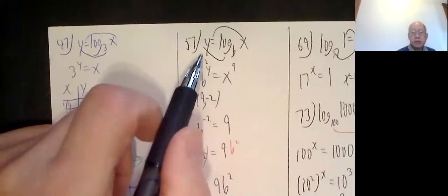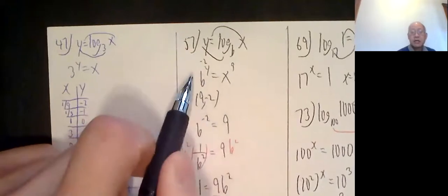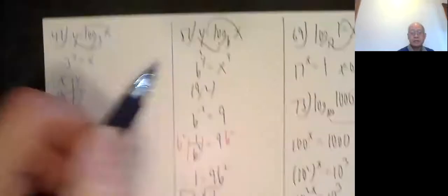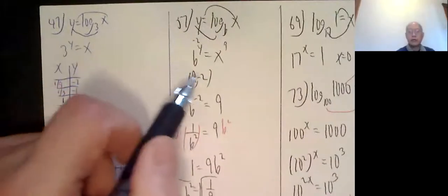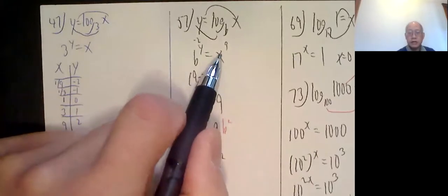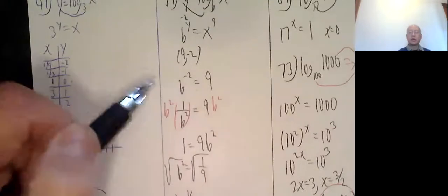Okay, y equals log base b of x. Unscramble it. B to the y is equal to x. Now you're given the point 9, negative 2. So 9 goes in here, negative 2 goes in here. So b to the negative 2 equals 9.